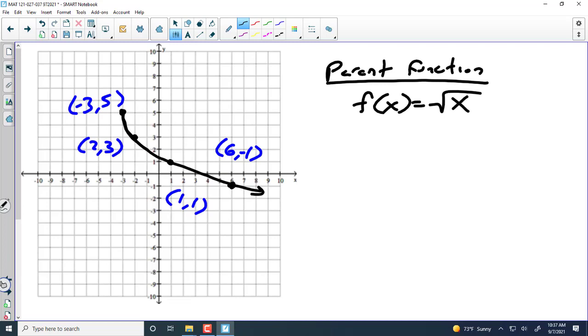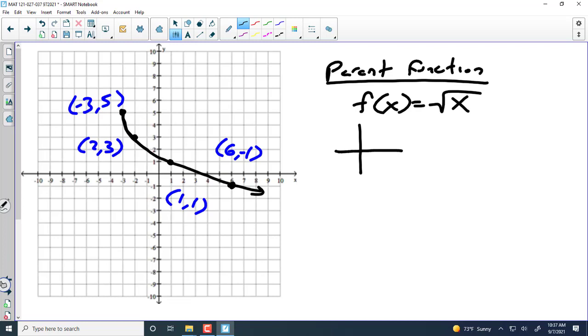We know that because we know what all of our basic functions look like. We know what absolute value looks like. We know what cube root looks like. We know what square root looks like, and this is a square root graph. The idea is to figure out how to write the equation that gave us this picture. So let's talk about what's happened.